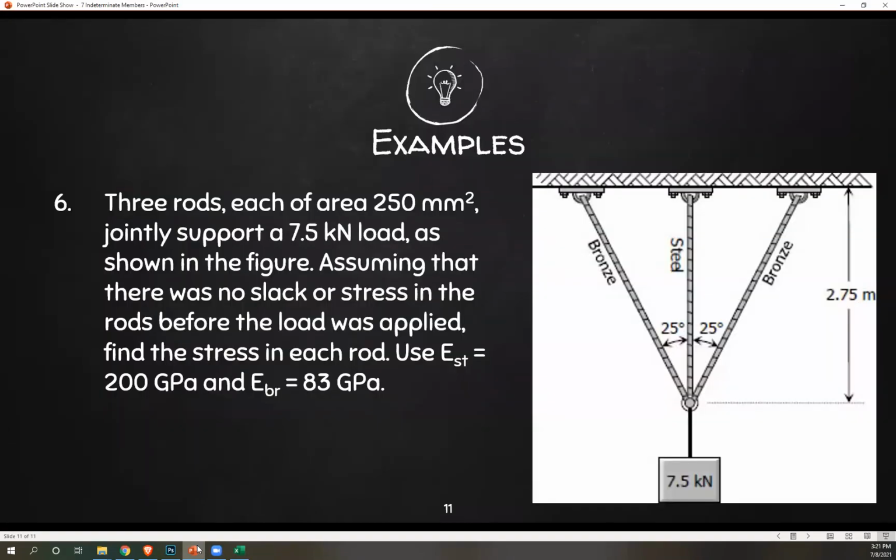Okay. 3 rods, each of area 250 millimeters squared, jointly support a 7.5 kilonewton load, as shown in the figure. Assuming that there was no slack or stress in the rods before the load was applied, find the stress of each rod. And you have your properties of each rod. Okay, so basically you're looking for stress because of the 7.5 kilonewton.